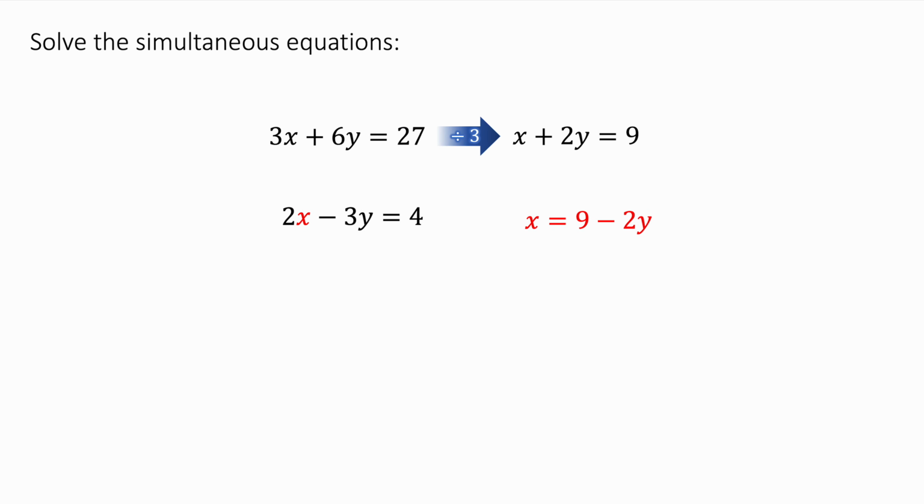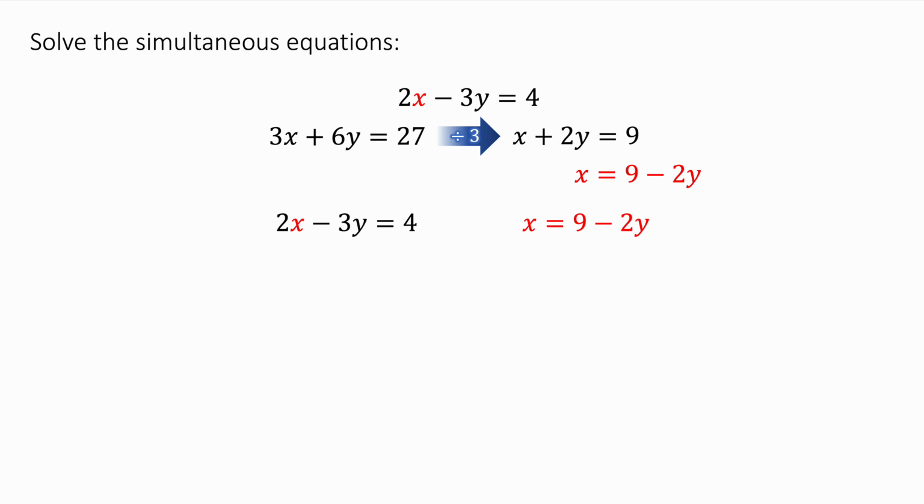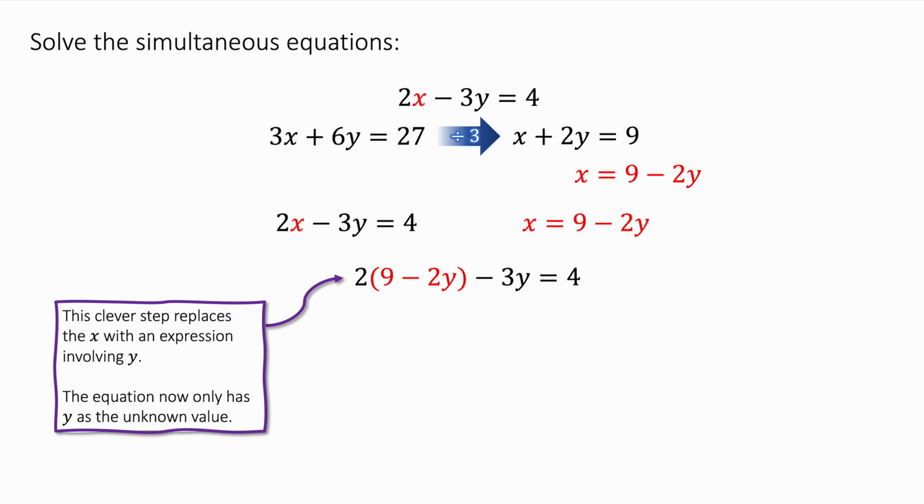I'm going to substitute it into the other equation, so 2x minus 3y equals 4. I substitute it in like that, and I've replaced the x with 9 minus 2y. And this is clever because just with that algebraic process, I've managed to replace all the x's with y's. And so my new equation, 2 times 9 minus 2y minus 3y equals 4, only has y's in it. So we can solve it.